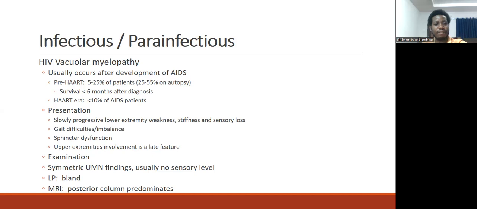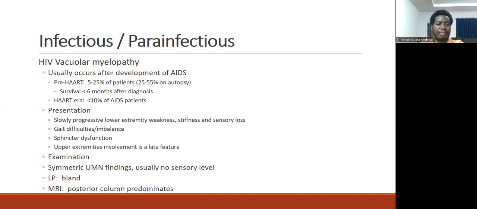And as you note, after the introduction of antiretroviral therapy, the cases have declined to less than 10% of patients with AIDS. So in terms of presentation, this presents with a slowly progressive lower extremity weakness, stiffness, and sensory loss. Gait difficulties and imbalance are often encountered in these patients with sphincter dysfunction. Upper extremity involvement is a late feature.